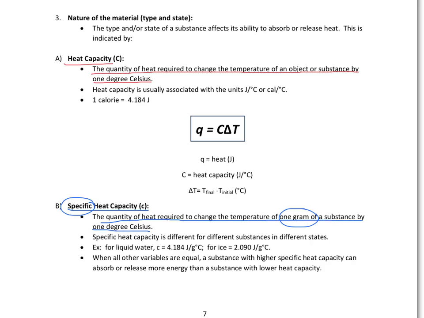Heat capacity, therefore, is usually associated with the units joules per degree Celsius or calories per degree Celsius. And the conversion between the two is that 1 calorie is equal to 4.184 joules. You'll notice this come up in the upcoming STSE. The specific heat capacity is usually given with the units joules per gram degree Celsius or calories per gram degree Celsius.